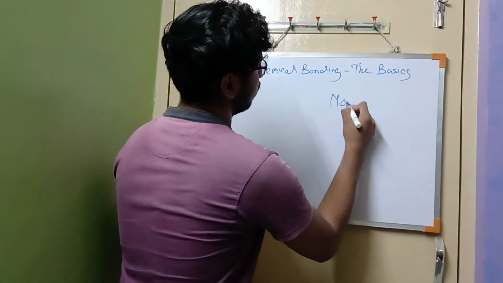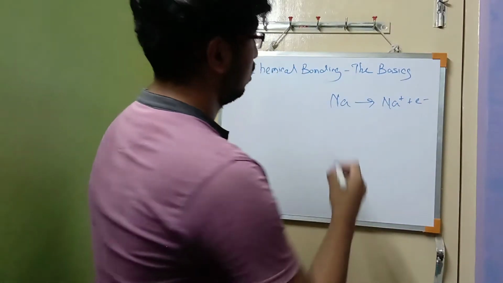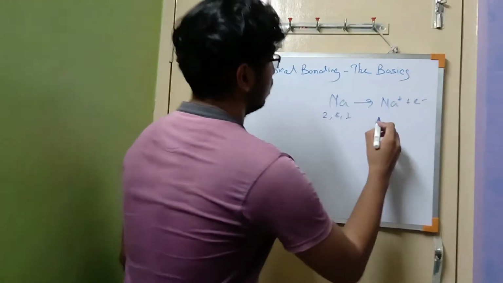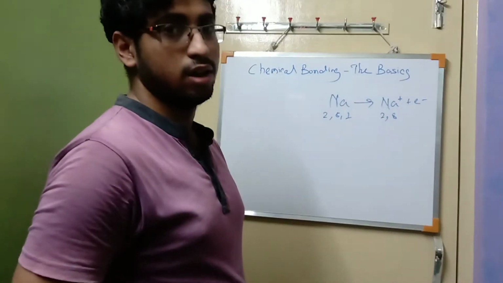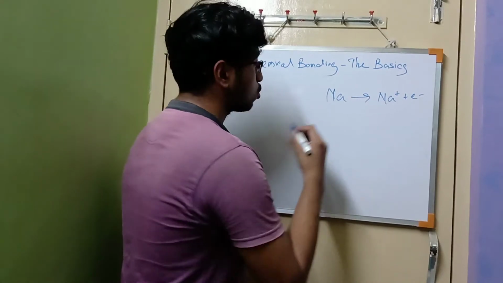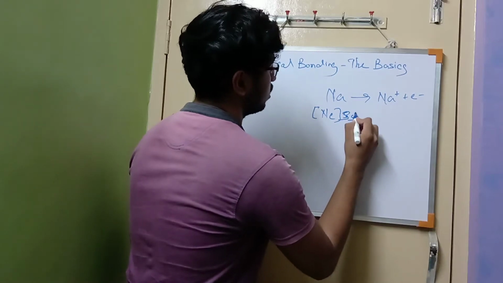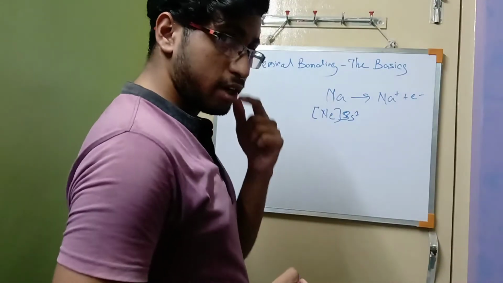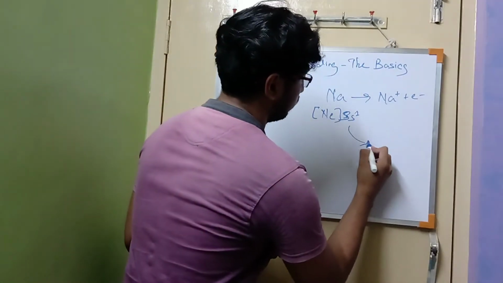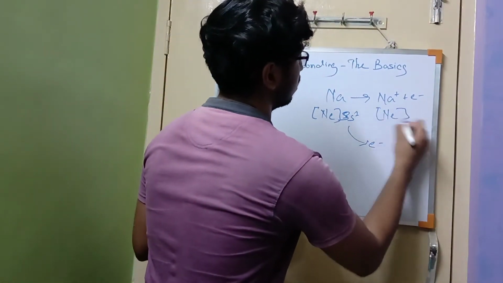So if sodium releases 1 electron, then what happens? The 2, 8, 1 electronic arrangement becomes 2, 8. That acquires the configuration of neon. Previously, the configuration of sodium was neon 3s1. What happens next? The 3s1 electron from the third orbital is released. Then it acquires the configuration of neon gas.